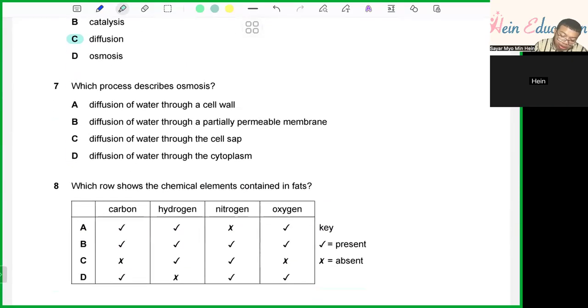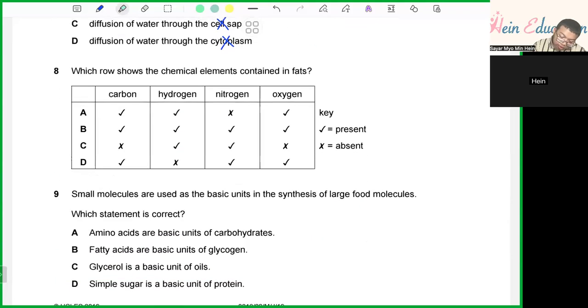Which process describes osmosis? Osmosis is obviously about water, and they already mention everything is about water. Diffusion of water is not through the cell wall, and water cannot pass through it; it is through a partially permeable membrane. Okay, this is correct, and it is not from the cell sap or the cytoplasm. So the answer is B.